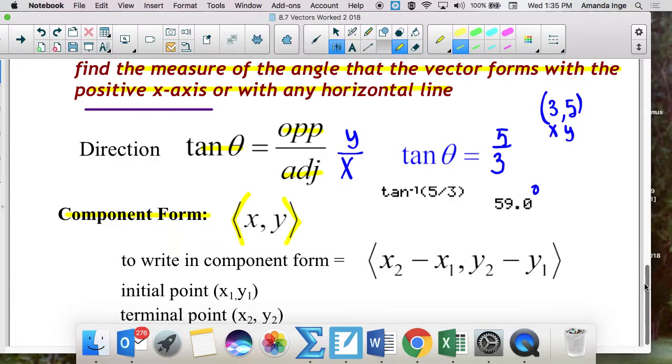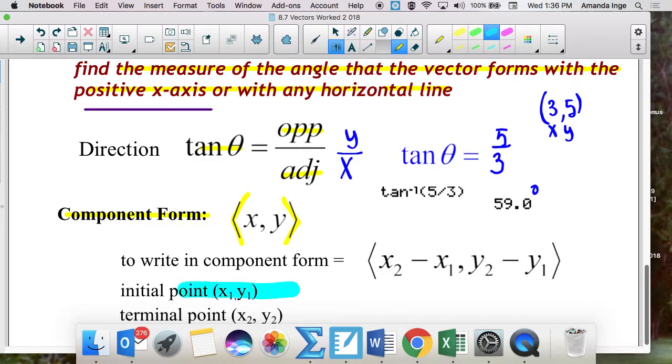To write it in component form, we want x sub 2 minus x sub 1, y sub 2 minus y sub 1. So that puts it in vector form, where x sub 1, y sub 1 is the initial point, and x sub 2, y sub 2 is the terminal point. Now that's important. This part's really important. You got to get them in the right order or you won't get the right numbers. So component form.